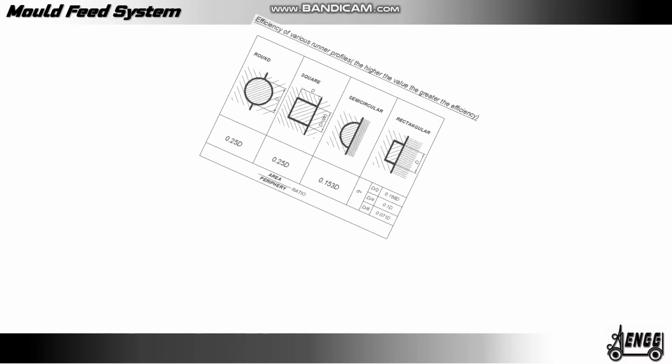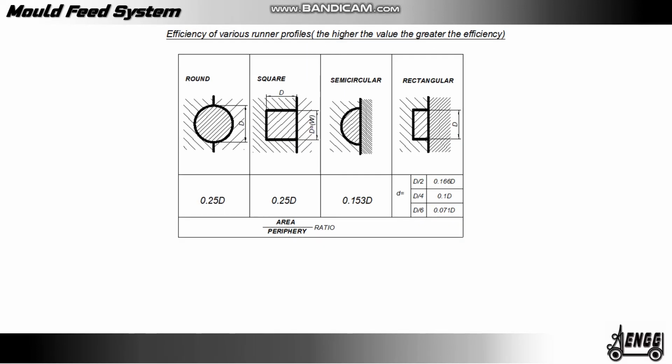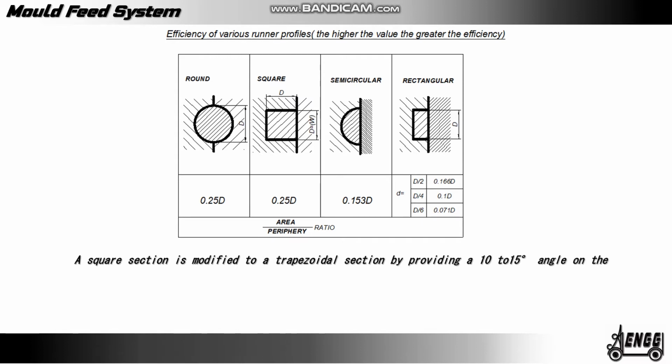Efficiency of various runner profiles. Round has 0.25D, square also has 0.25D, semicircular has 0.153D. A square section is modified to a trapezoidal section by providing a 10 to 15 degree angle on the runner wall.